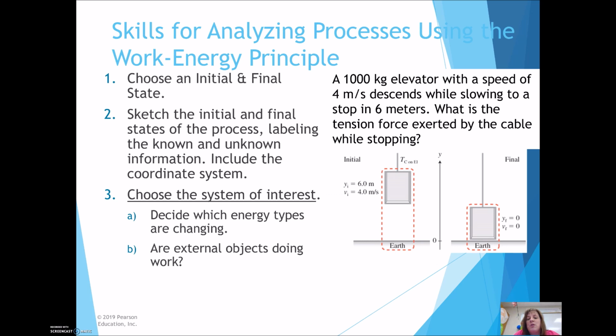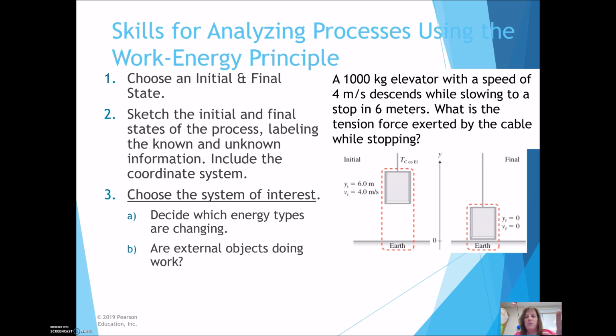So from an external object doing work, that's going to be the tension, that tension force from the cable. So the cable is doing work to slow down the elevator. So there's my external force that does work. Now, if we didn't put the earth in the system, you can see I have this red box here that covers the elevator and it covers the earth. Those are my system. That way all those interactions are internal. So the force that the earth exerts on the elevator, right, the force of gravity, that becomes an internal force. And so that's why I can use the change in gravitational potential energy. Otherwise, if the earth was outside the system, we'd have work done by the force of gravity. So we're going to put it in the system.